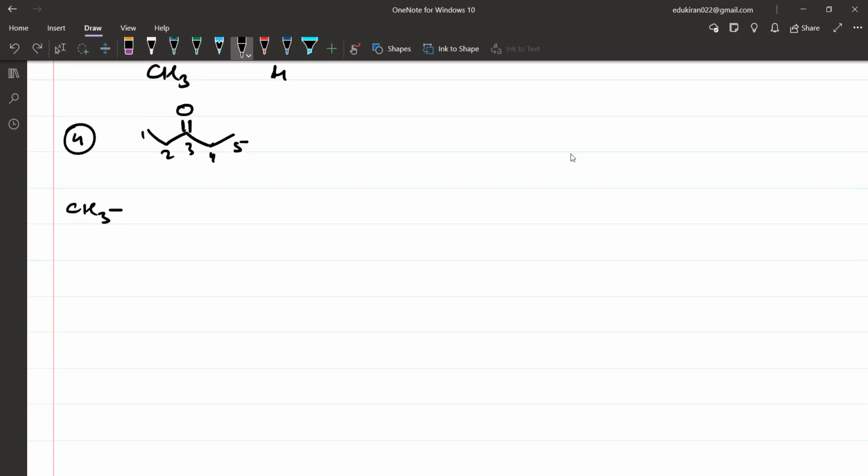Then what should I write? One is connected to CH2, and then the third carbon atom is the C double bond O, and then I will not go like this. I will go down. Okay.